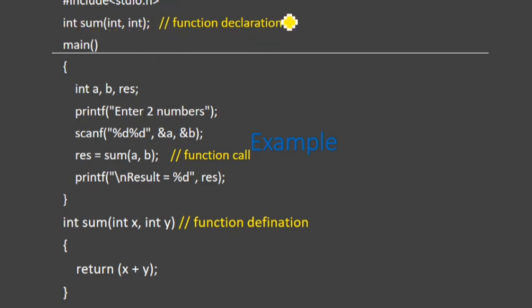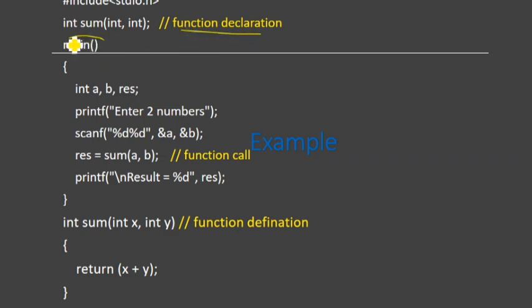First, why do we need to declare the function? The function must be declared before the main function. When you declare the function, the compiler understands that there is a user defined function called sum, whose return data type is integer, and the data types of the parameters it is going to use are integer and integer. This is nothing but the function declaration.